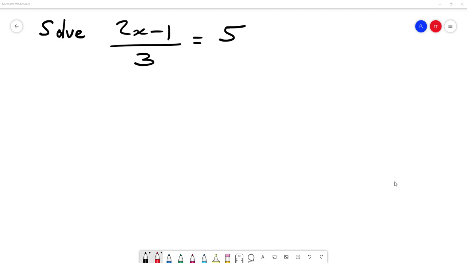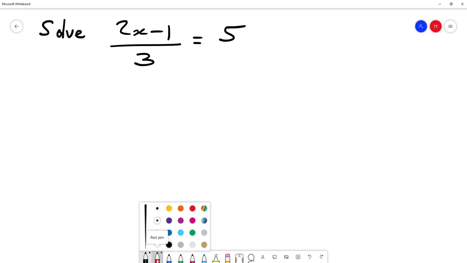In this video, we're going to look at solving equations with fractions in it. So in this question, we've got 2x minus 1 over 3 equals 5. So what we do is, whenever you've got a fraction, you always times both sides by the denominator.